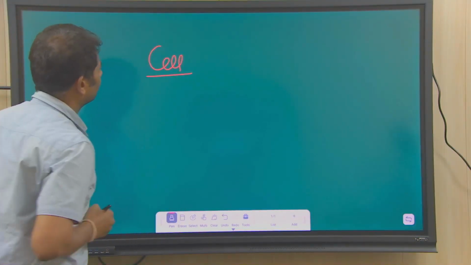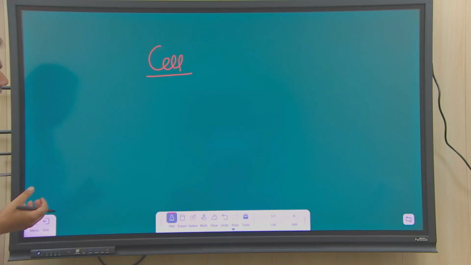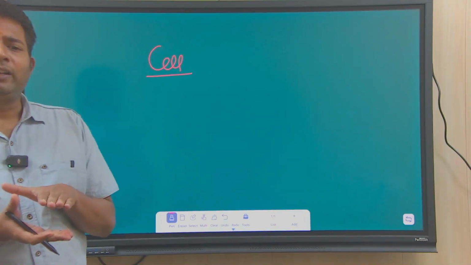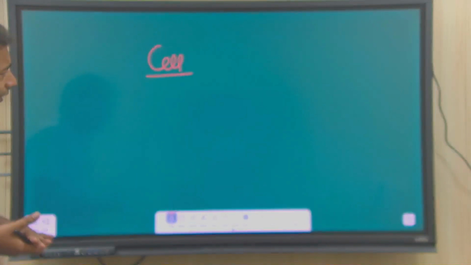Cell, the basic unit of life. It is the smallest unit which can reproduce, which can perform all its biological activities by its own, and also it can create its energy to perform its activity by its own. It is the smallest unit which can reproduce also, first thing.